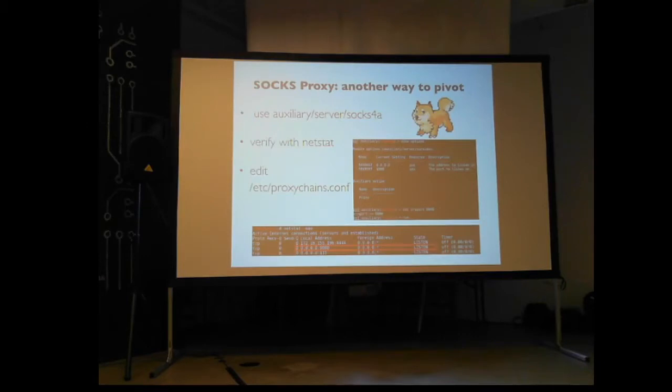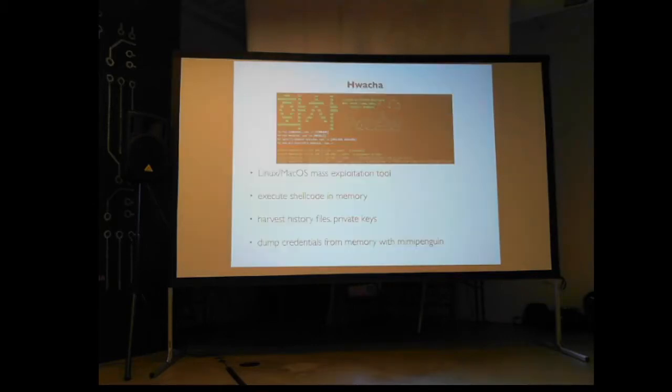So I'm going to go into another tool. This was one I created called Huacha, and it's a Linux and macOS exploitation tool that works through SSH. One of the really cool things about it is that it can execute shellcode in memory without ever touching disk. It can go to a wide range of systems and start harvesting bash history files or any files. It can go and grab the RSA private keys off systems so you can start pivoting to more systems.